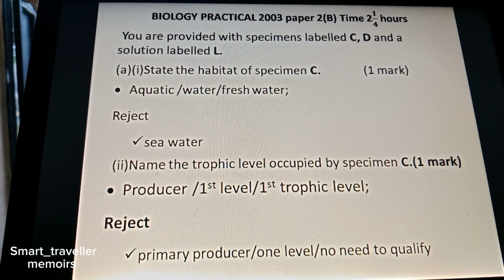State the habitat of specimen C. The habitat of specimen C was aquatic. So you can say aquatic, or you could have said water, or fresh water. But if you wrote sea water, it was rejected. All right.